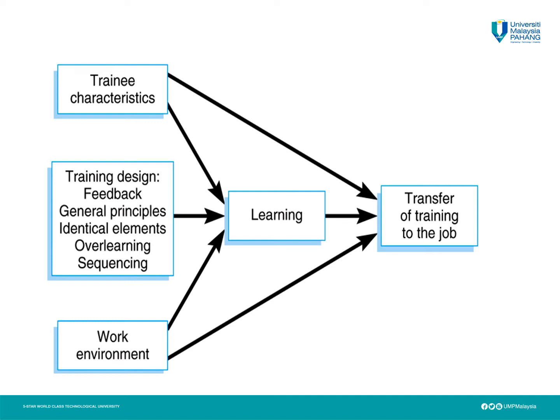So positive transfer of learned tasks has been found to be maximized when there are identical stimulus and response elements found in the training and in the job situation. So from this trainee characteristic, training design and work environment, the workers will learn from this training situation, and then it will be transferred to new behavior at the work site.